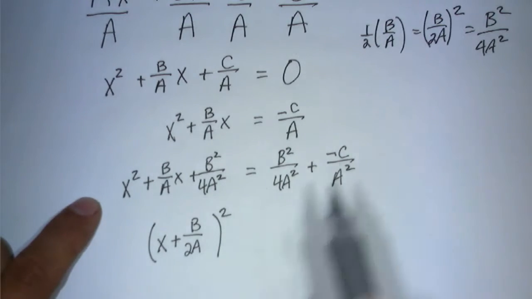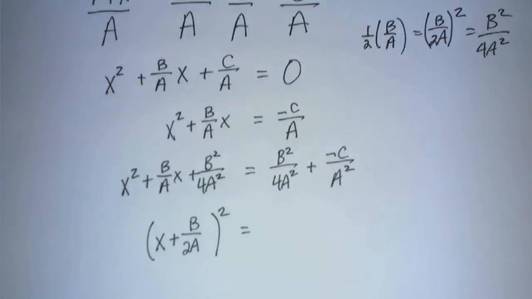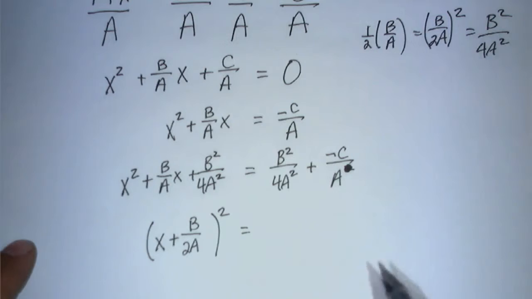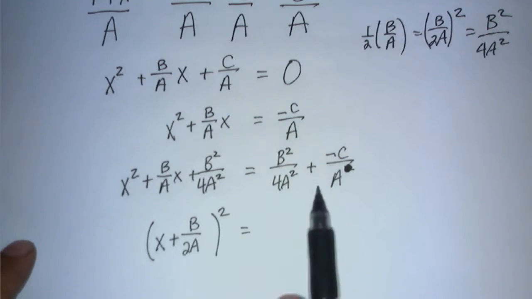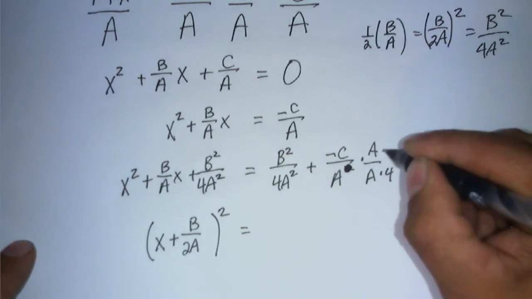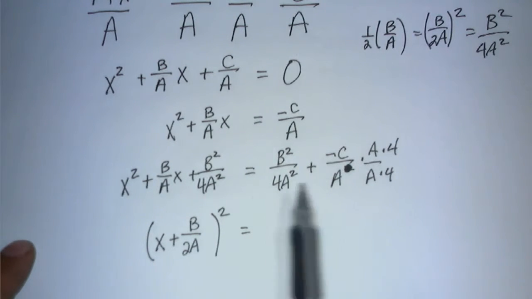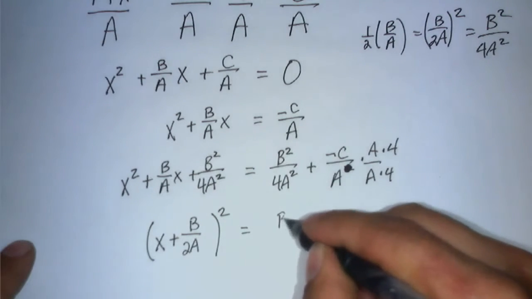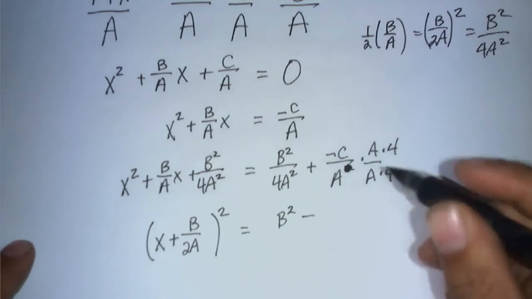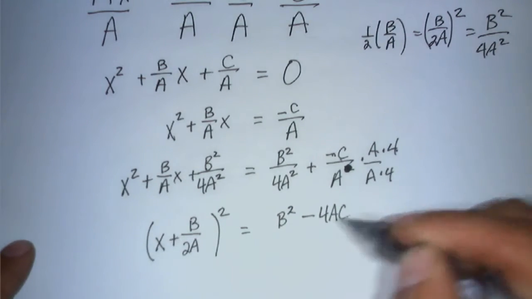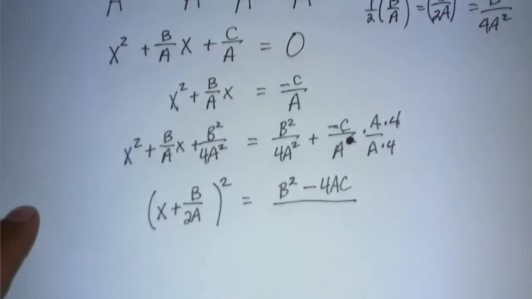Okay. What's on this side? Well, in order to add these two, we need to have a common denominator. And this is c over a, not c over a squared. So we can multiply both sides by a, and we can multiply both sides by 4, and now they have a common denominator. They both have 4a squared. So what's in the numerator? b squared minus, because the sign is negative, 4ac, divided by 4a squared.